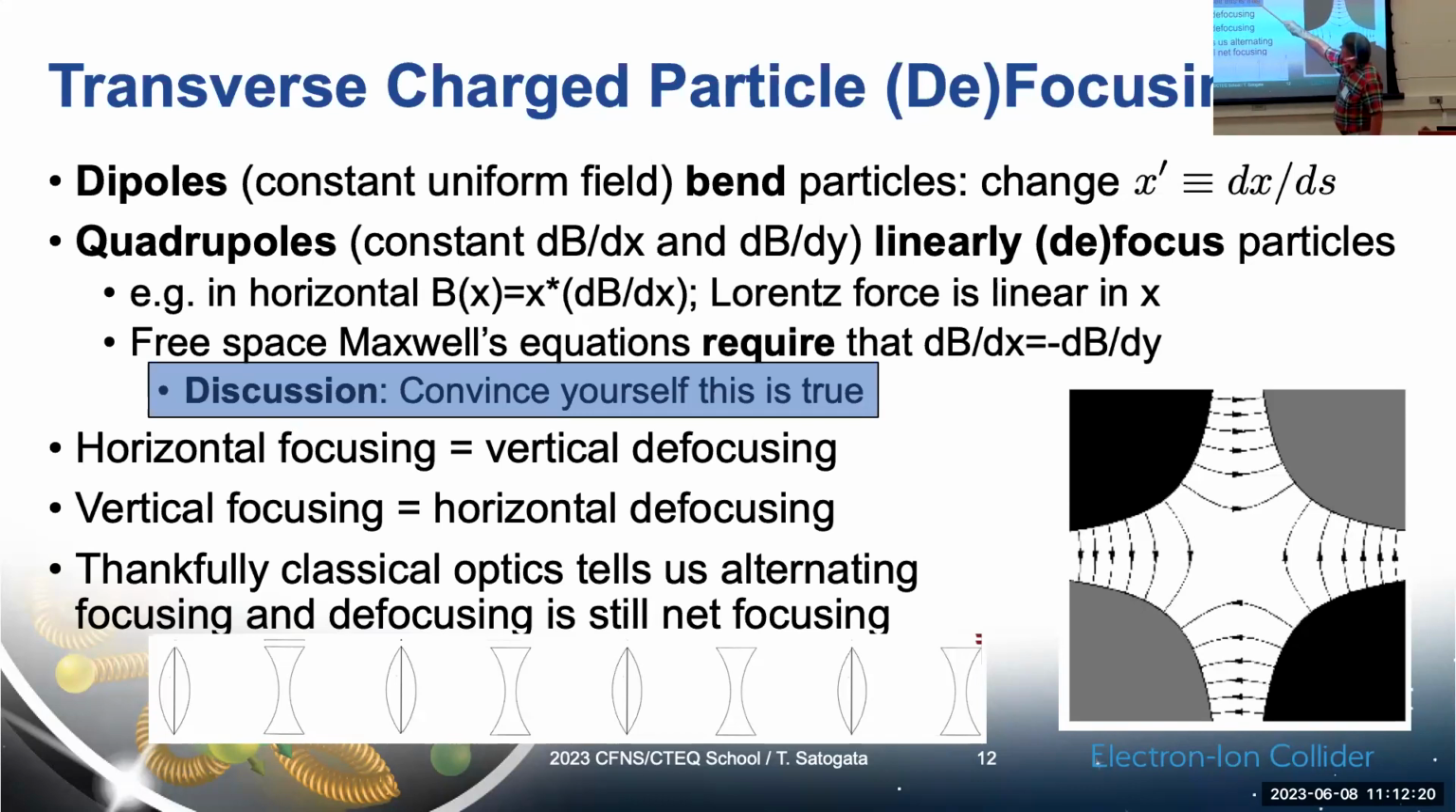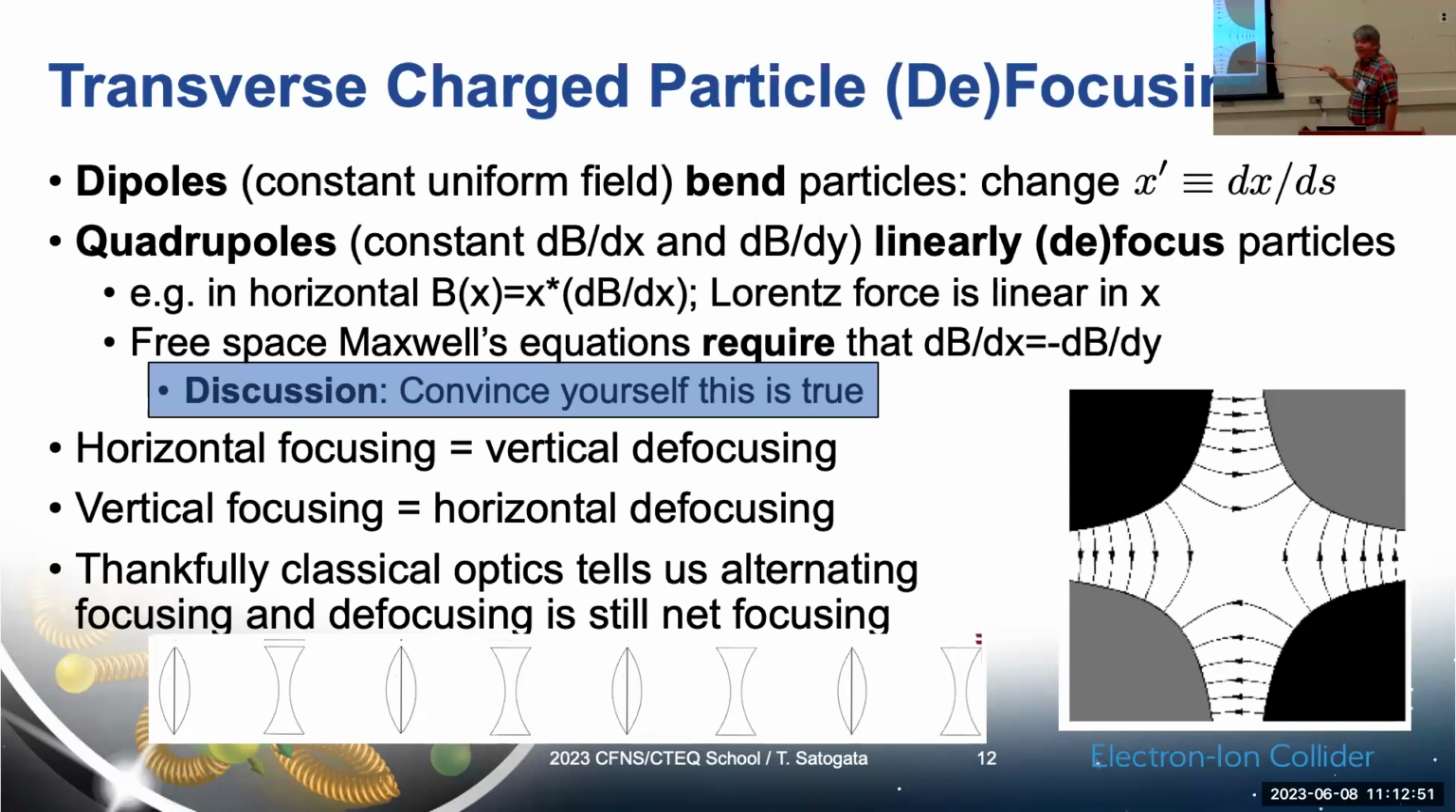Now quadrupoles, the next order: what you can do is expand out the transverse magnetic field in the free space of the vacuum chamber that the electron or ion beam is going through, and expand it out in a Taylor series. To zeroth order, constant field, that bends. To first order, the first gradient of the field, the first derivative, is constant, and that is a quadrupole field.